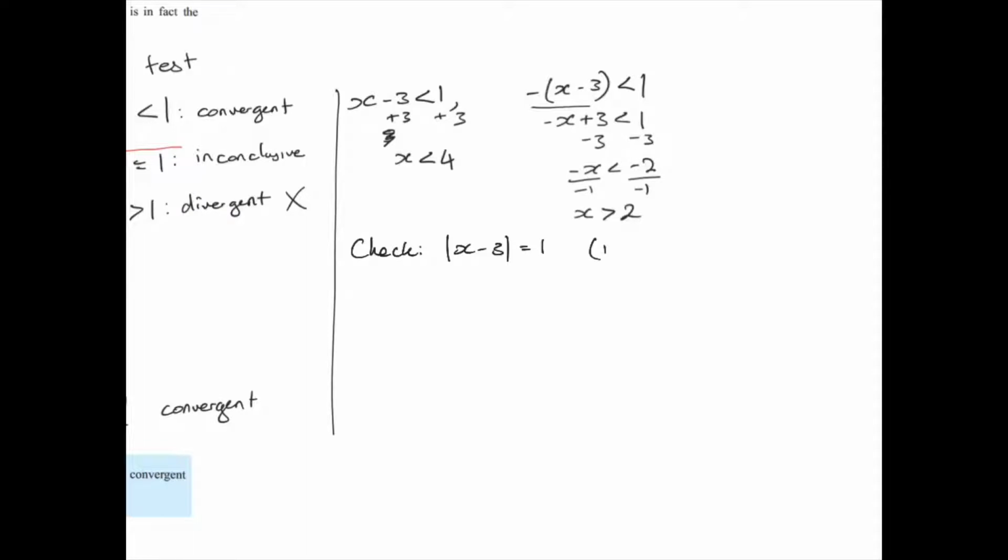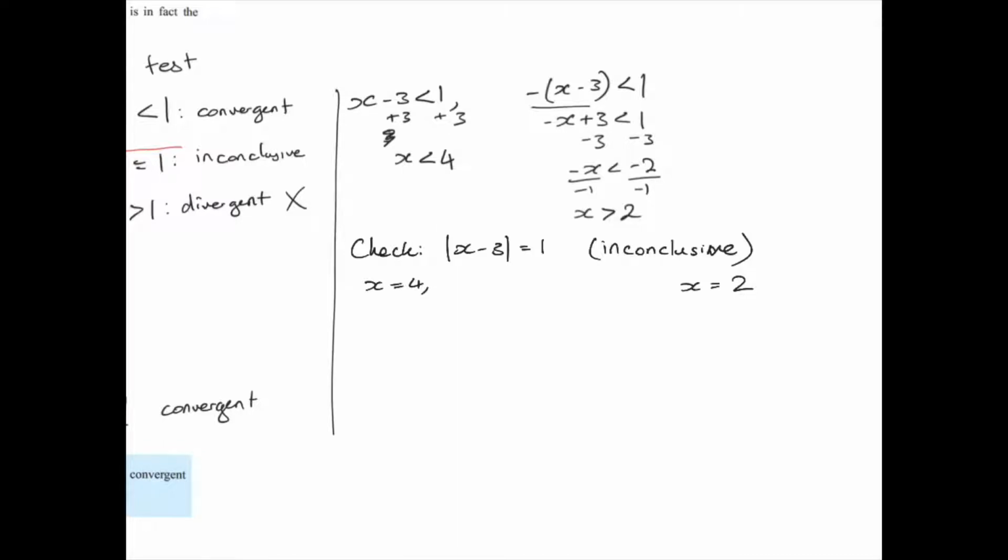And brackets for your notes maybe, this is where the ratio test is inconclusive. In other words, we really do need to check it. And that's when x equals 4, and that's when x equals 2. So they're the two things we're going to check now. Is everything okay? So girls, you can see the series on your page.